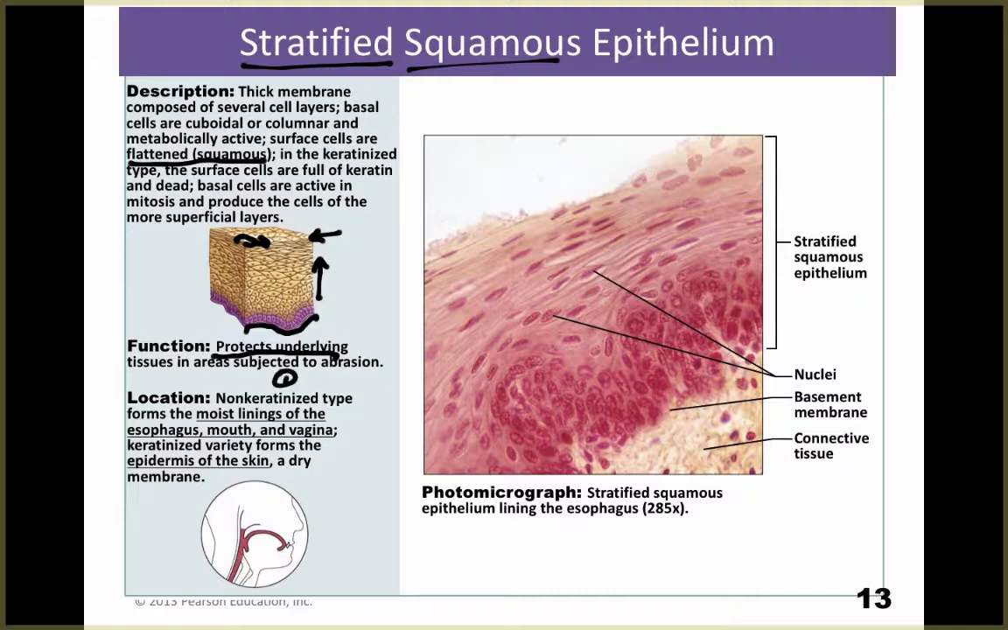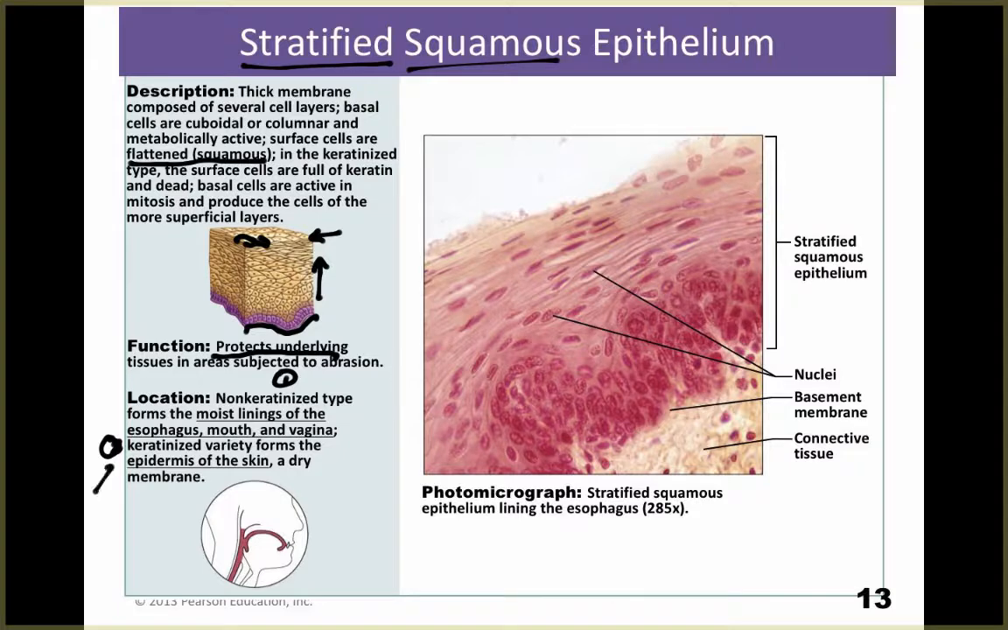So there's two types. You can see there's non-keratinized and then there's keratinized. So keratin, if you've heard, think about making strong hair, right? You'll hear that on advertisements. So keratin is basically a protein that helps to make stuff really tough, and it aids in protection.